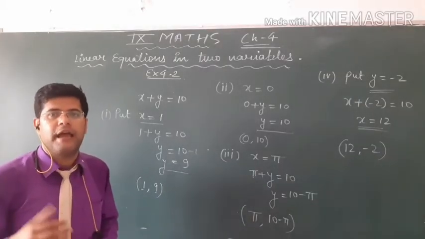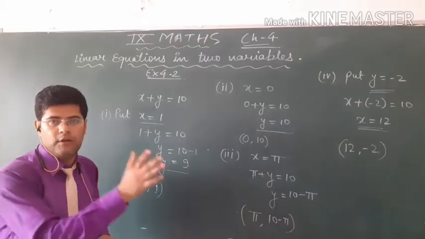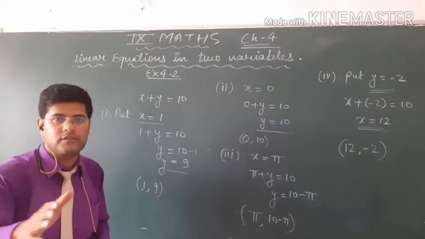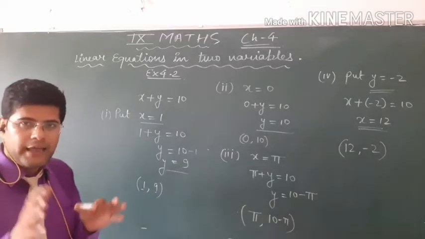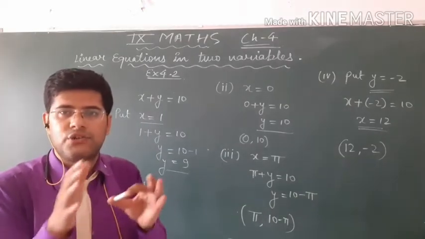We are not bounded by anyone that we have to put whole numbers or natural numbers or integers or rational or irrational. We can put anything. We are not bound by anything. We can try anything. That is known as trial method.